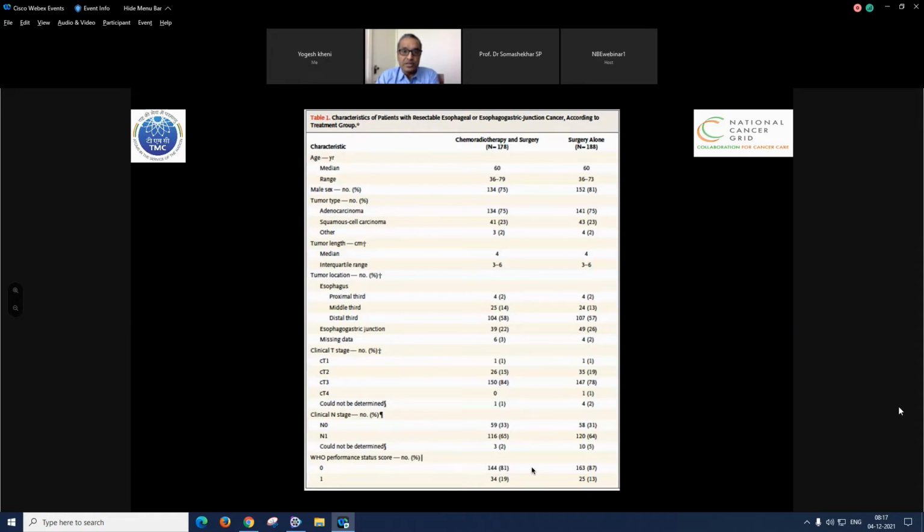Table 1 shows you that the demographic and the disease-related characteristics of patients in the two arms, as you might expect in any randomized trial, are very well matched. So practically similar disease and patient characteristics. I must point out the fact that adenocarcinomas were the vast majority, 75% of them, and 23% were squamous cell cancers.